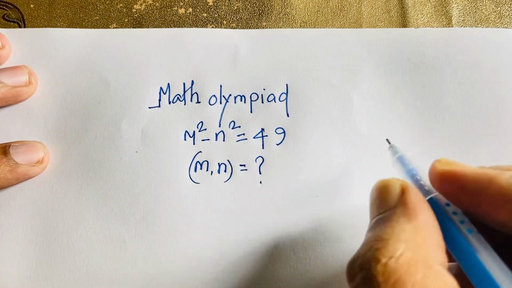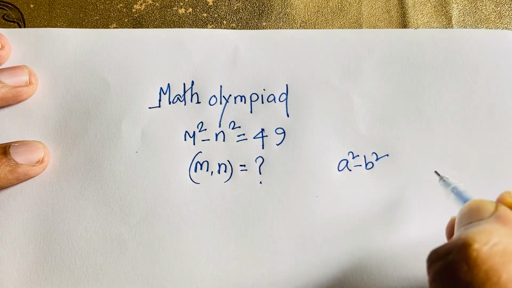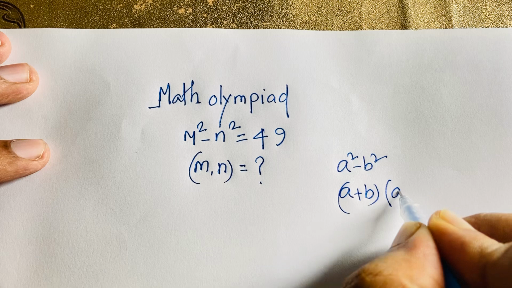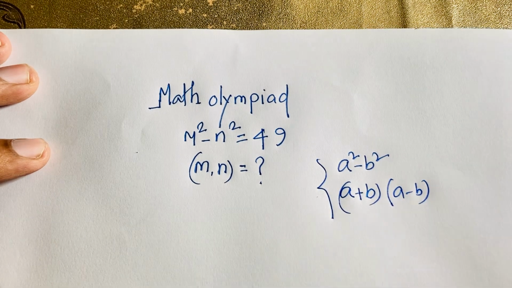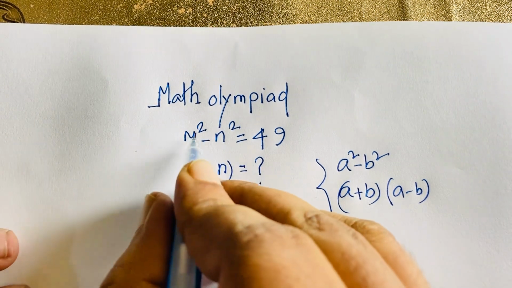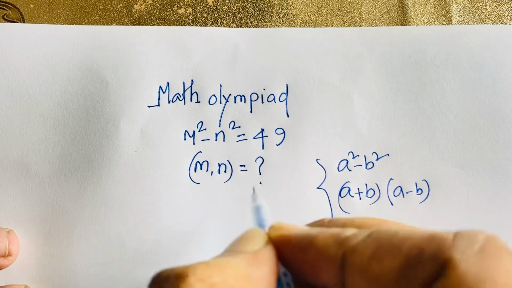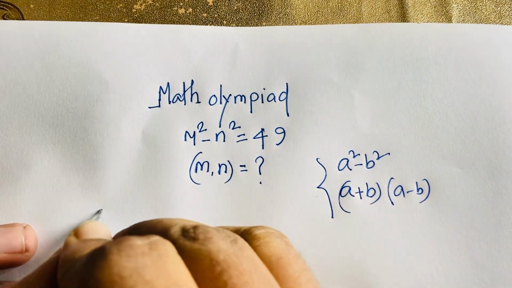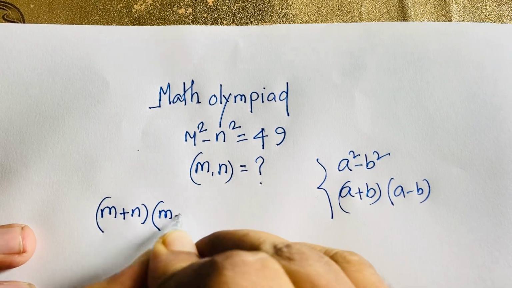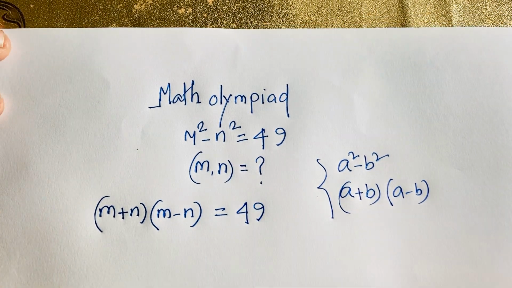We know the identity: a square minus b square is equal to a plus b times a minus b. According to this formula, I can easily rewrite this equation. m square minus n square becomes m plus n times m minus n is equal to 49. I just use this identity in this case.